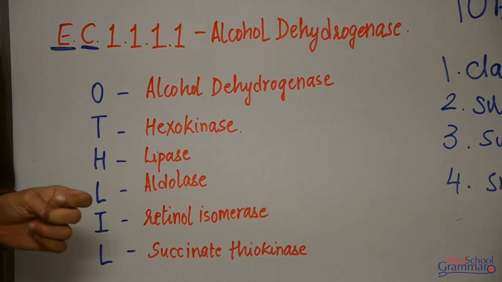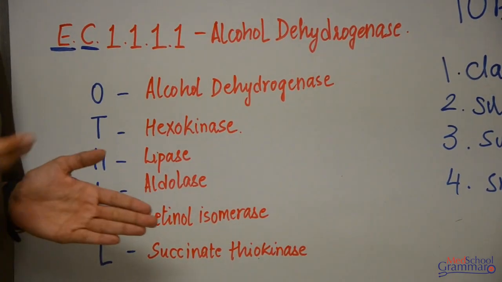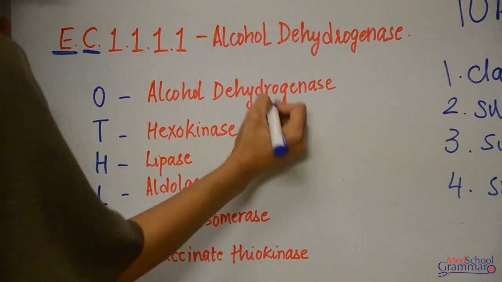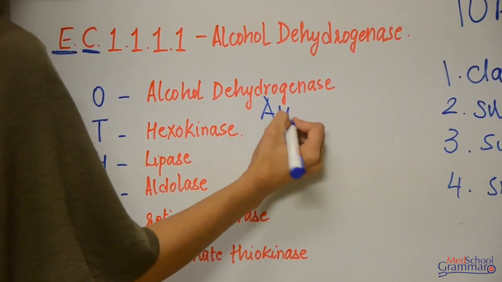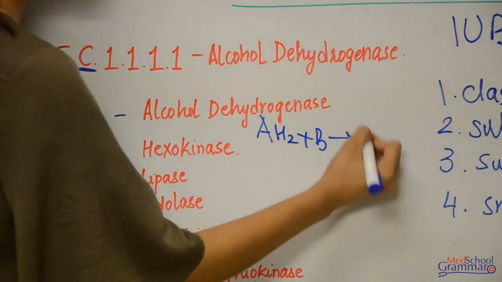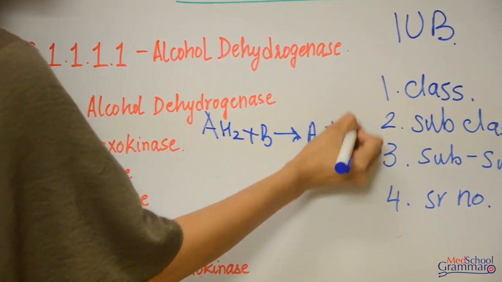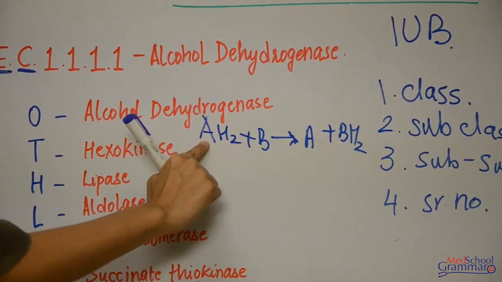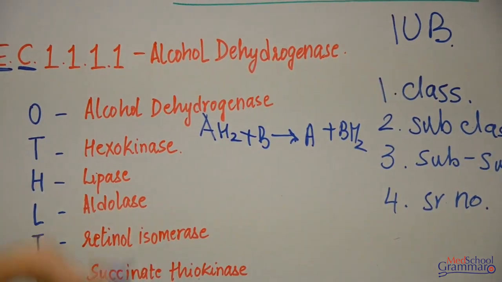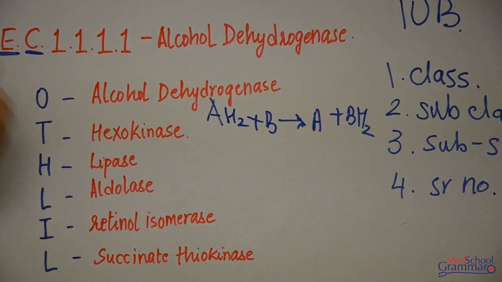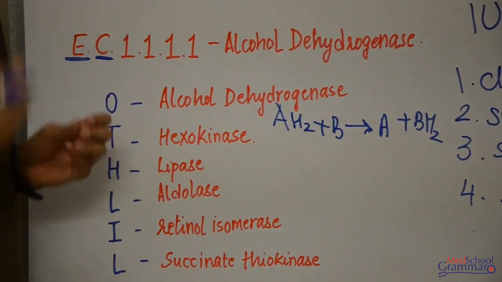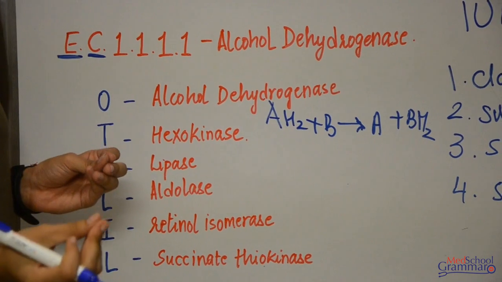Oxidoreductase. The name tells you itself, it's involved in oxidation reduction reactions. So in these kind of reactions, what happens is, say you have an AH2 plus B. What you'll get is A plus BH2. One substrate gets oxidized and the other gets reduced, right? Transferase means there is a transfer of a particular atom or a group from one substrate molecule to another.